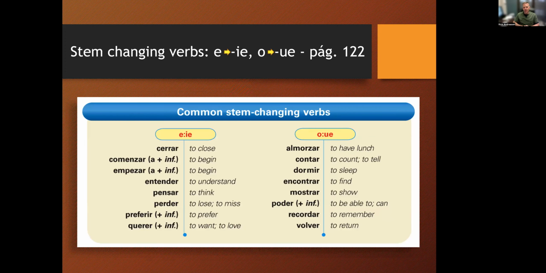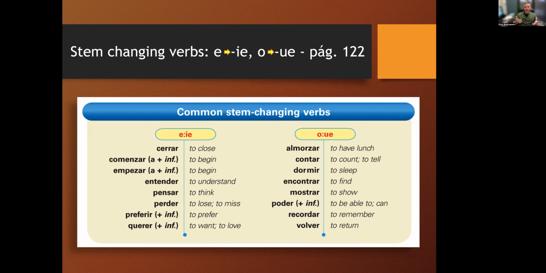Some common stem changing verbs. And here is a list of some for E to IE and O to UE. Clases repitan: cerrar. Cerrar means to close. The conjugations: yo cierro, tú cierras, usted, él, ella cierra, nosotros cerramos, vosotros cerráis, ustedes, ellos, ellas cierran. Okay, so again, along the boot.